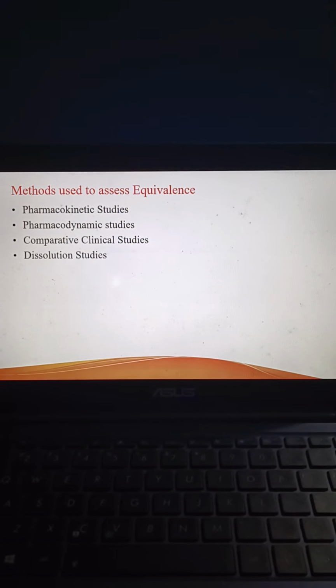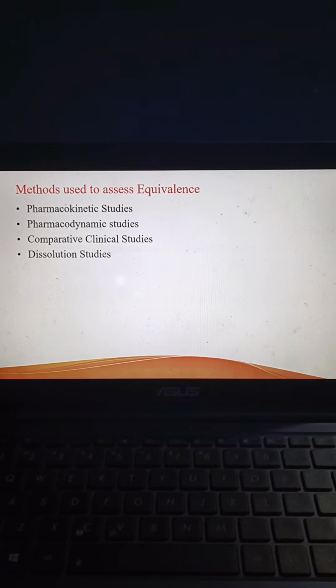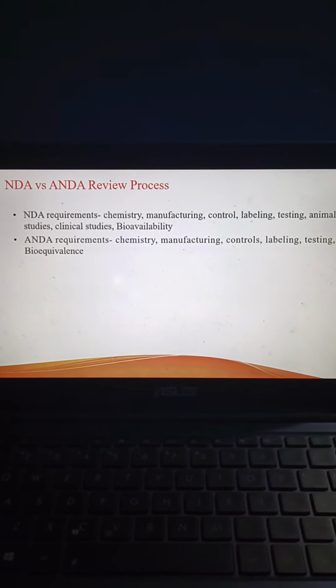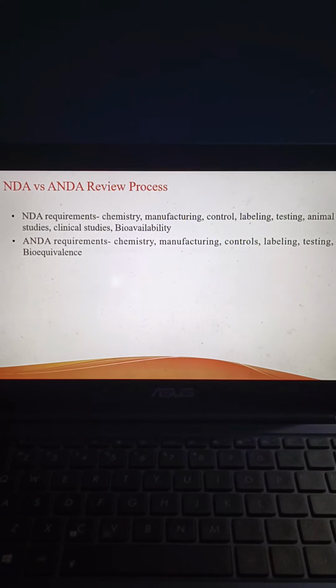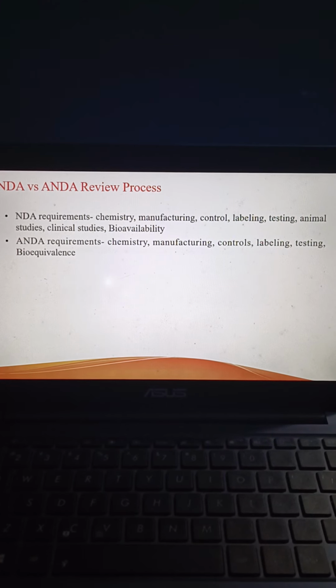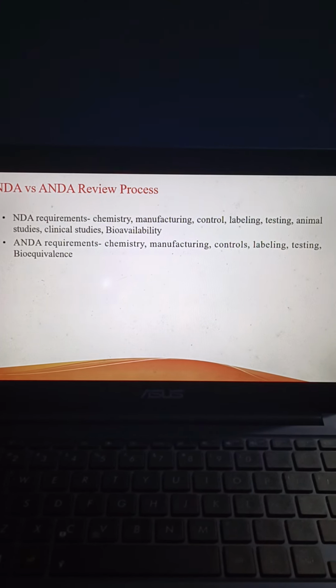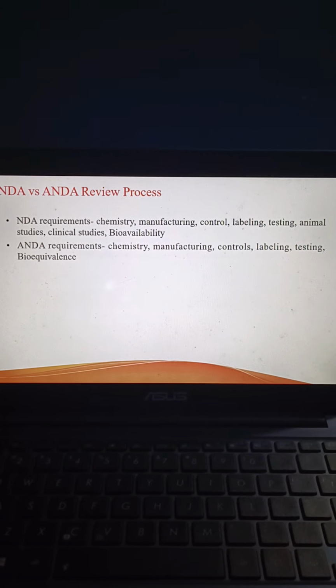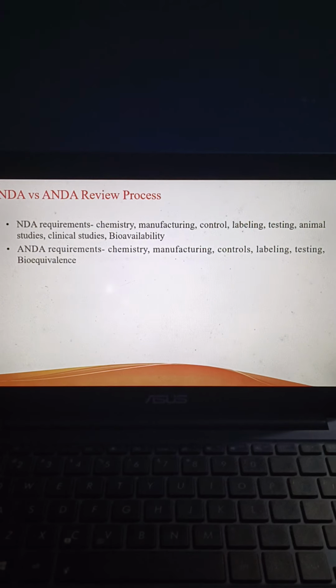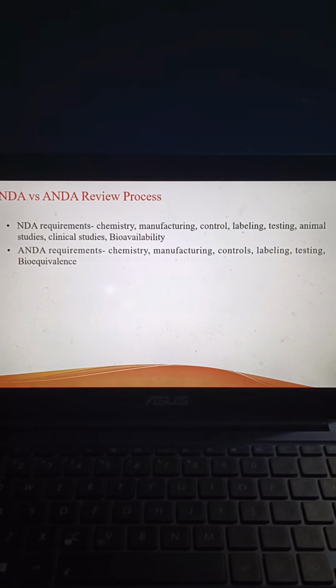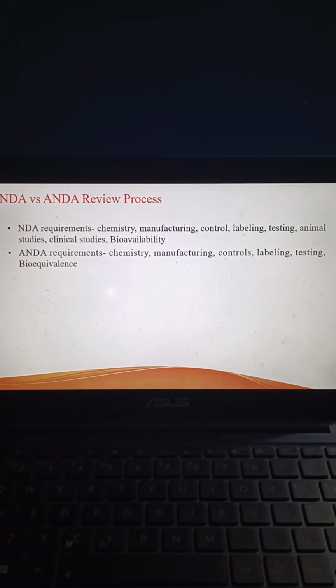Coming to methods used to assess equivalence: pharmacokinetic studies, pharmacodynamic studies, comparative clinical studies, dissolution studies. NDA, new drug application, versus ANDA, abbreviated new drug application, review process. NDA requirements: chemistry, manufacturing control, labeling, testing, animal studies, clinical studies, bioavailability. Abbreviated new drug application requirements: chemistry, manufacturing controls, labeling, testing and bioequivalence.